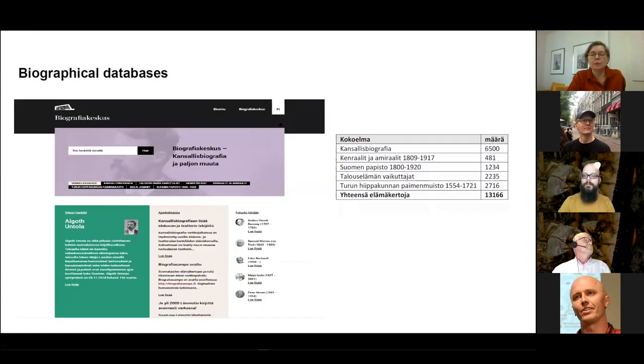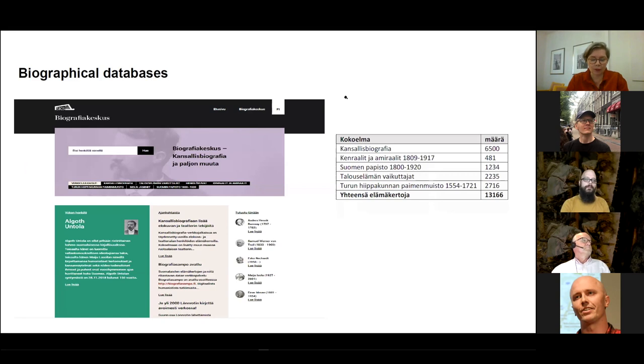Would you please give me the next slide? Thank you. Now, the result of this cooperation, the Biography Sampo, is based on several scholarly collections of historical biographies, the most important of them being the National Biography of Finland, Kansallisbiografia, which has about 6,500 articles of notable Finns, covering a period of about 1,000 years.